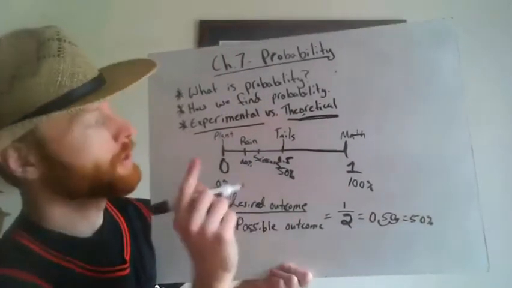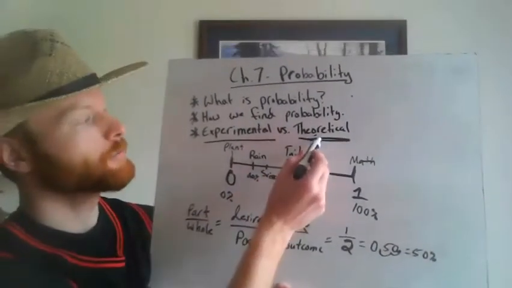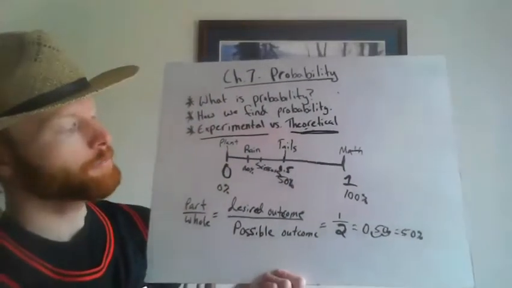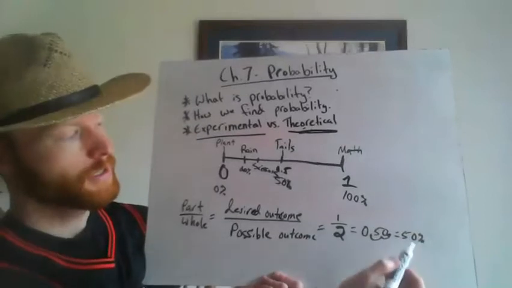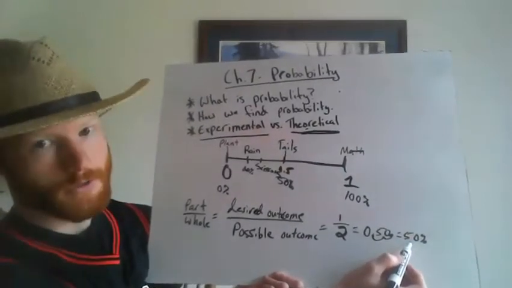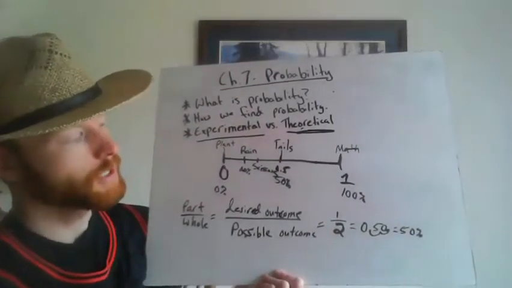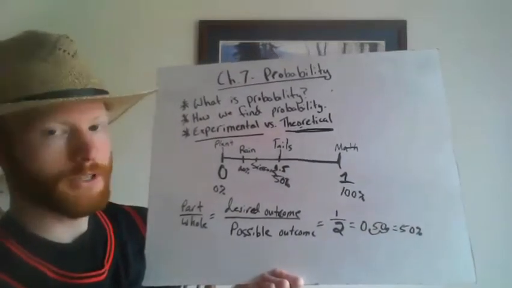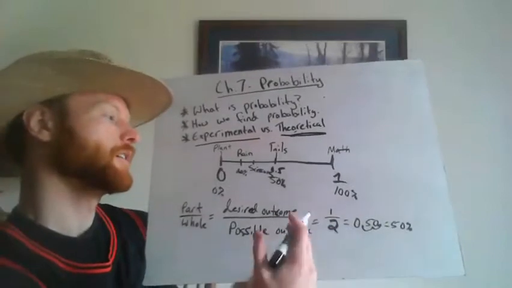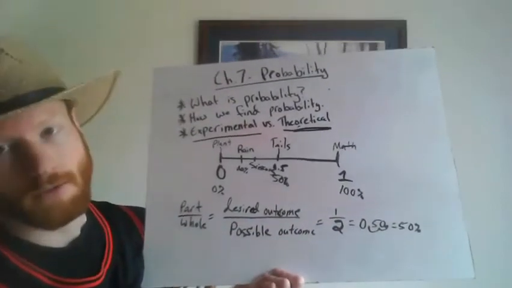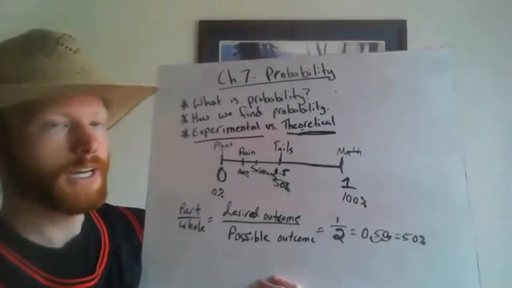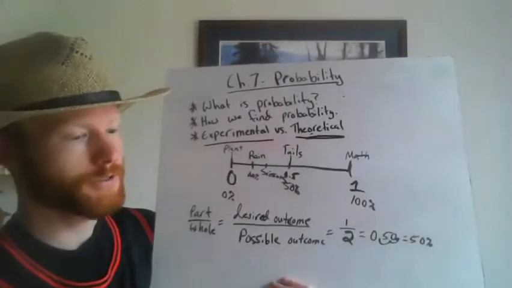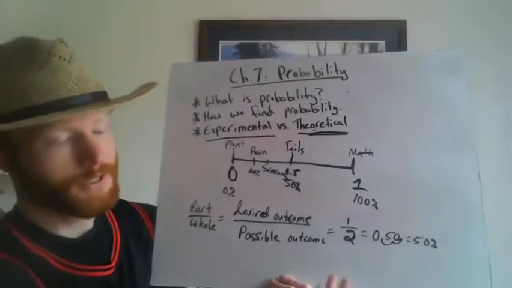That brings us to our last key point, theoretical probability versus experimental probability. In a perfect world, 50% of the time tails will come up on flipping a coin. So if I flipped a coin 4 times, 2 of them will be tails. If I flipped a coin 20 times, 10 of them will be tails. In a perfect world. You guys all know this is not a perfect world. And if I actually flipped a coin 20 times, I probably won't get 10.